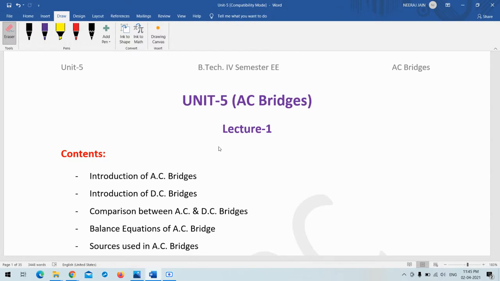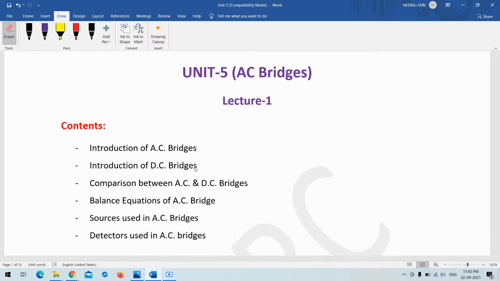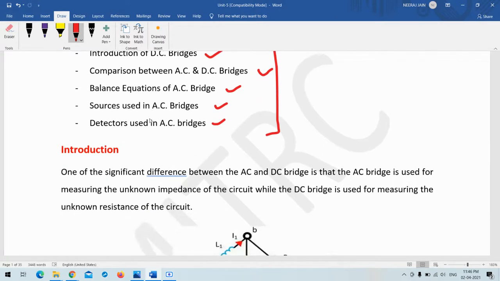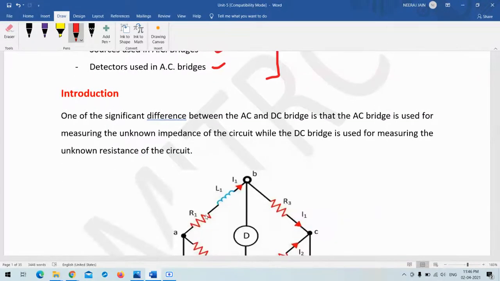In the first lecture of the AC bridges, our contents are the introduction of the AC bridges, introduction of the DC bridges, comparison between the AC and DC bridges, balance equation of AC bridge, sources used in AC bridges, and detectors used in AC bridges. So these are the contents of the first lecture. First we are going to discuss the introduction of the AC bridges.